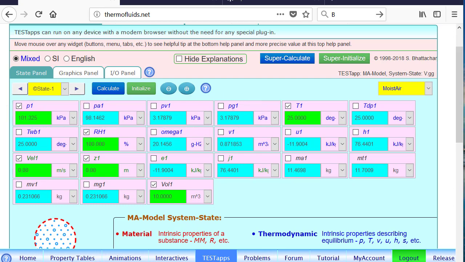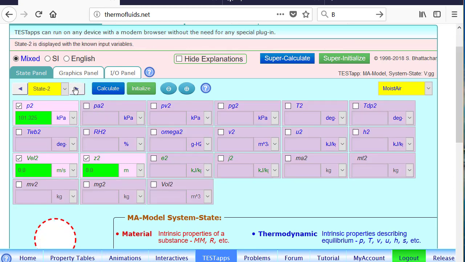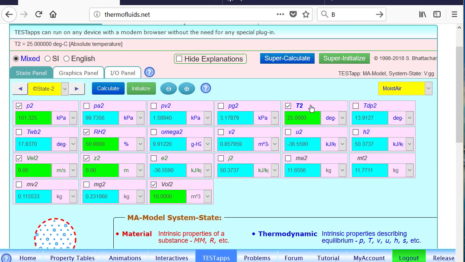Let's go ahead and find the state with 50% relative humidity. If the relative humidity is 50%, you will find that PV will be half of PG. So let's prove that, everything else being equal: the volume is 10 meter cube, and the temperature is 25 degrees Celsius. As I said, you will see PG is twice that of PV, or PV is half of PG. So anyway, let's go back to state 1 and find all the answers.